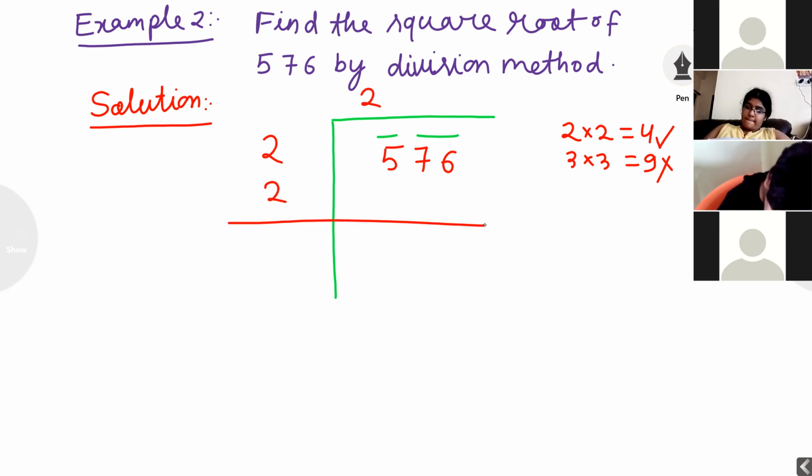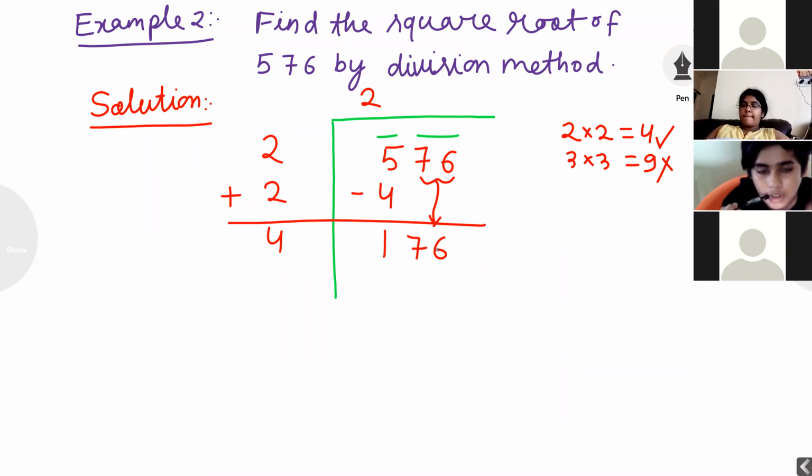After that, I add 2 plus 2 is equal to 4, and I write 4 here. Again, 5 minus 4 is equal to 1. Again, I bring down the next pair of digits, 76. Now, next to this 4, the digit I multiply should give a value less than or equal to 176.